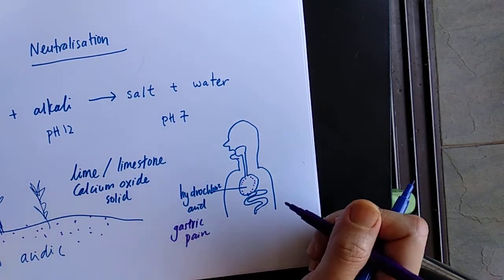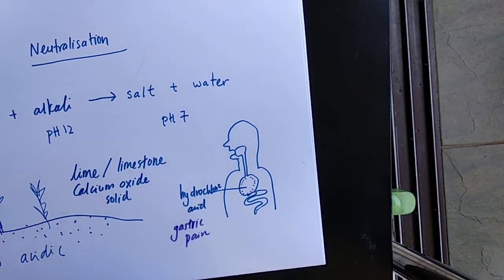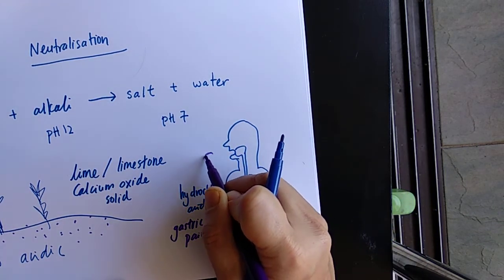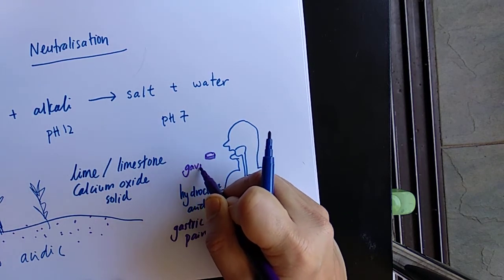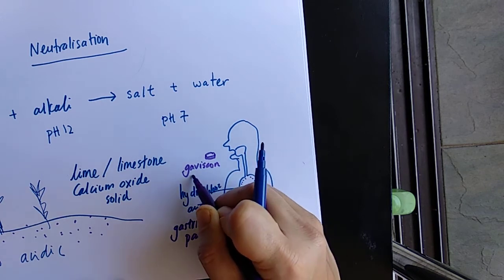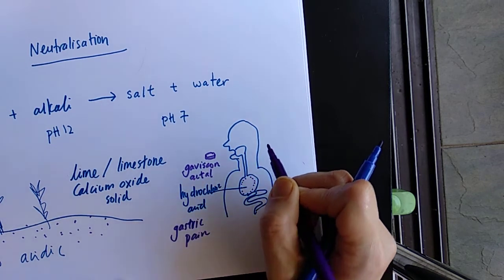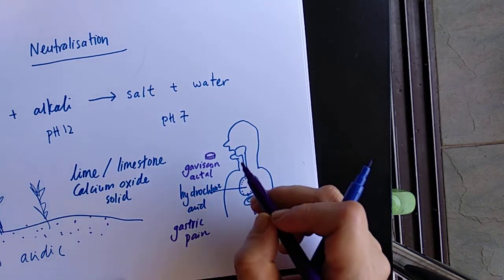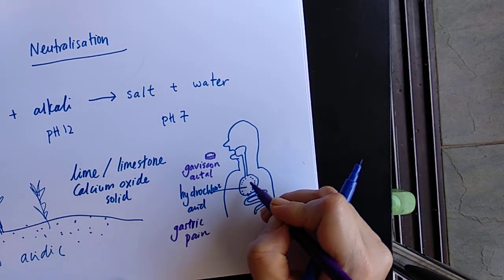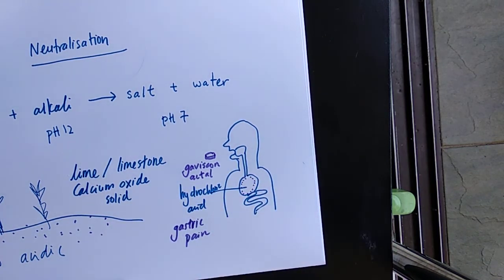Now, in order to neutralize this acid in our stomachs, no, we cannot drink alkali. Instead, we take antacids. An example is Gaviscon and the medicine Actal. These are medicines that have solid bases. They have alkalis, but in the form of a solid. So these tablets help to neutralize the excess acids in the stomach.